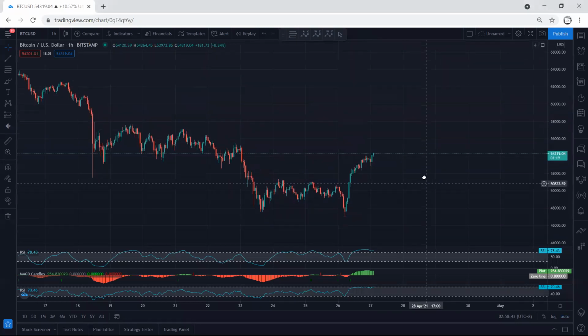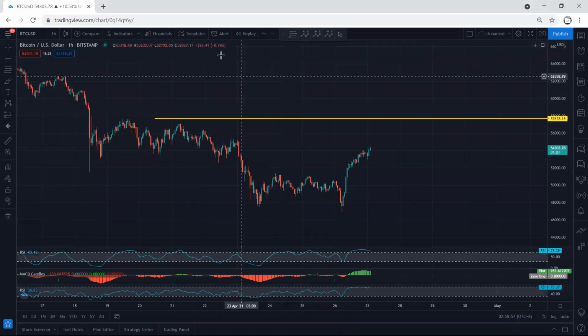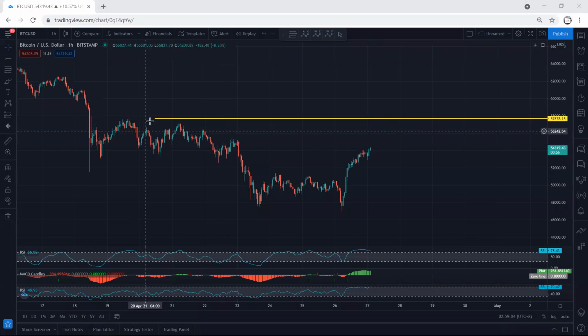If there is a continuation, then for the next flag, we can look for trade with the breakout of at least the previous top. But anyway, as long as the price hasn't broken this top, if I put my line there, it will be more clear. If we put the line there, any trade within this move, we need to be quite careful because it's better we put this line like this.